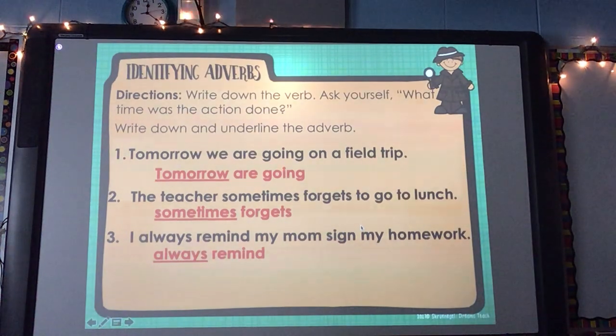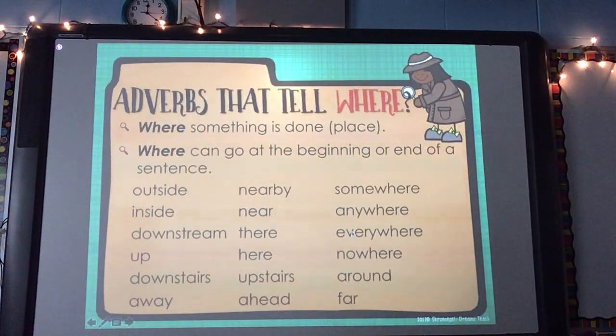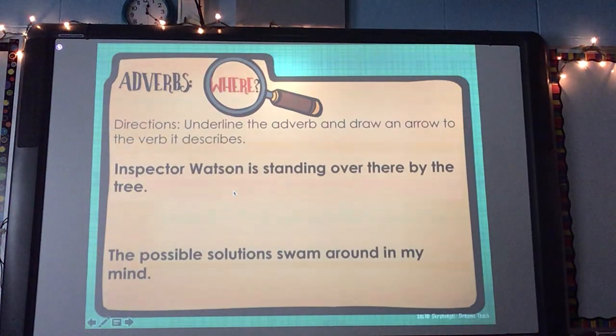Number 3, I always remind my mom to sign my homework. Remind when? Always. Some adverbs tell where. Nearby, there, correct spelling. Downstairs, upstairs, around, far, ahead, away, inside, outside, and more.